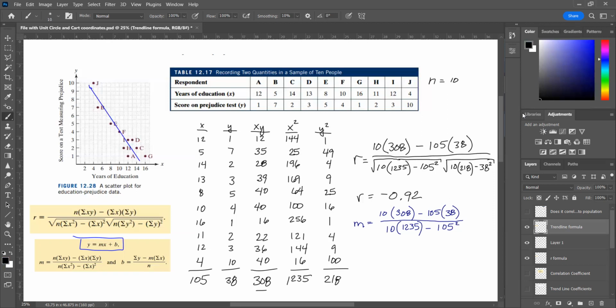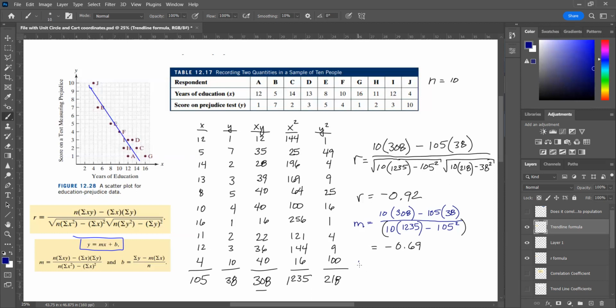Now, I did use my fraction button. If I didn't, I would want to put maybe an extra set of parentheses around this whole denominator, just to make sure my calculator put that whole thing down there. Since I have the fraction button, I didn't worry about that. But that gave me a slope of negative 0.69. And we expected a negative slope because it drops to the right instead of rising to the right.